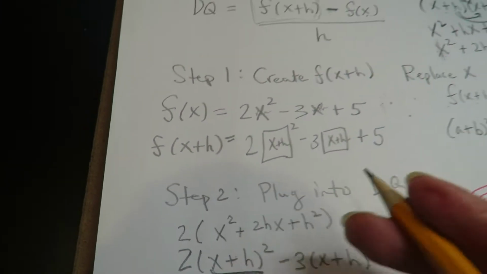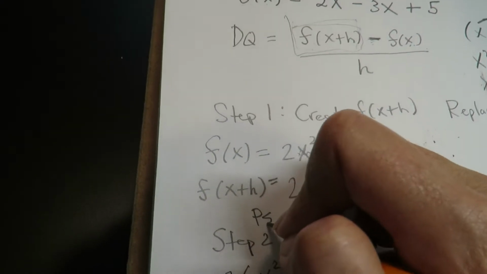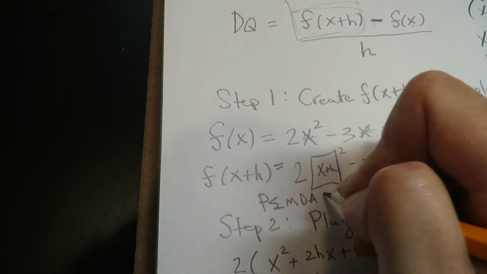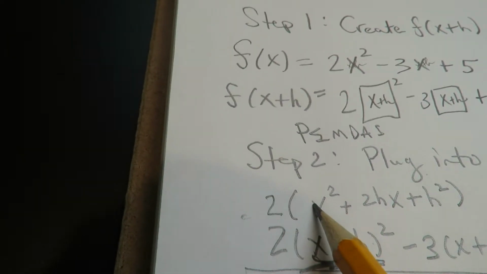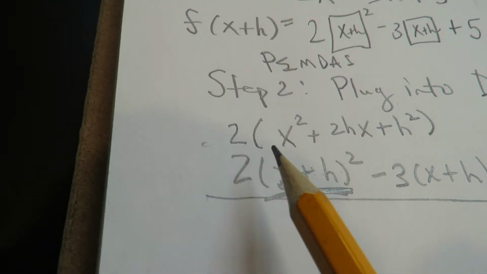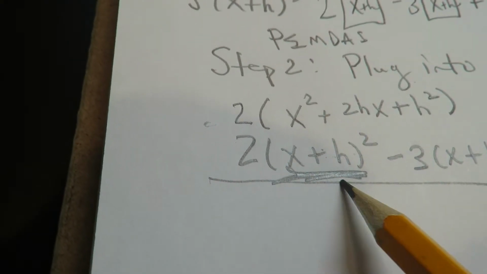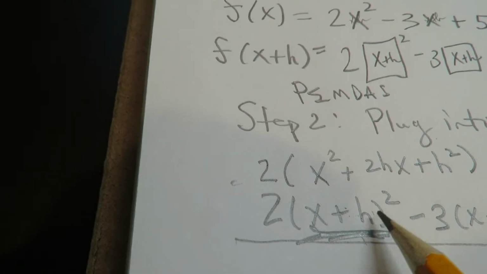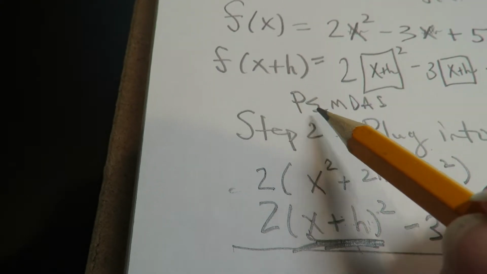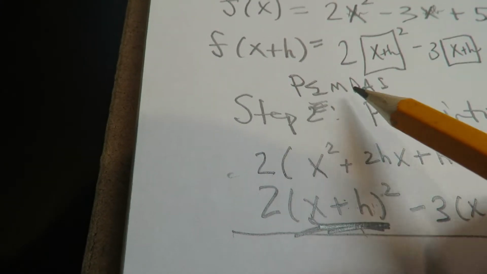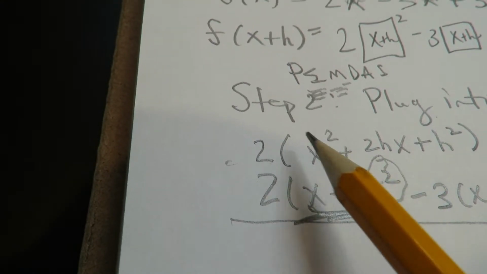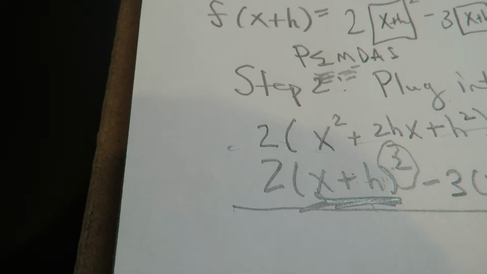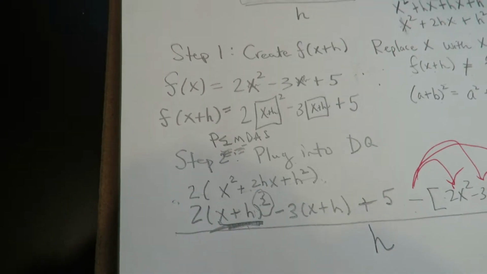Now you have to use your PEMDAS, right? You have to do the squaring first and then you distribute the 2. Do not distribute the 2 first, that would be incorrect. You have to do the exponent before you do the multiplication. So you have to do this guy first, which is why we got this. Then you do that, all right?